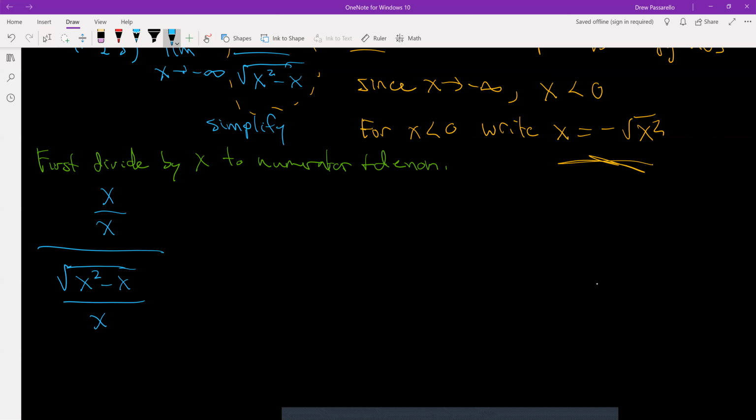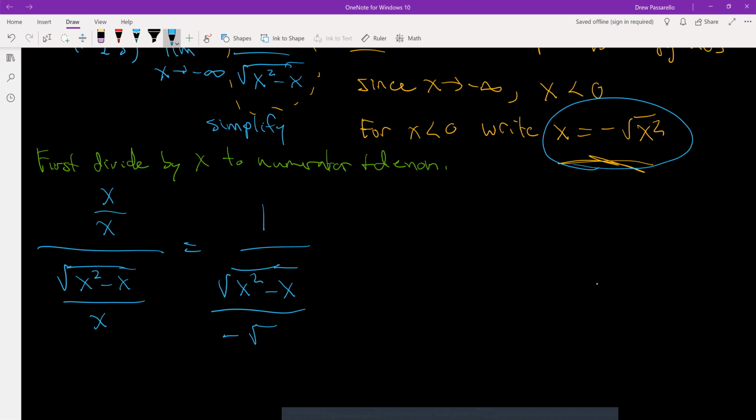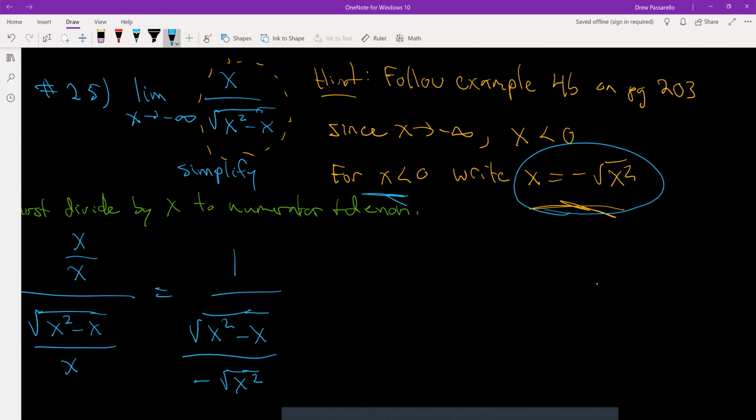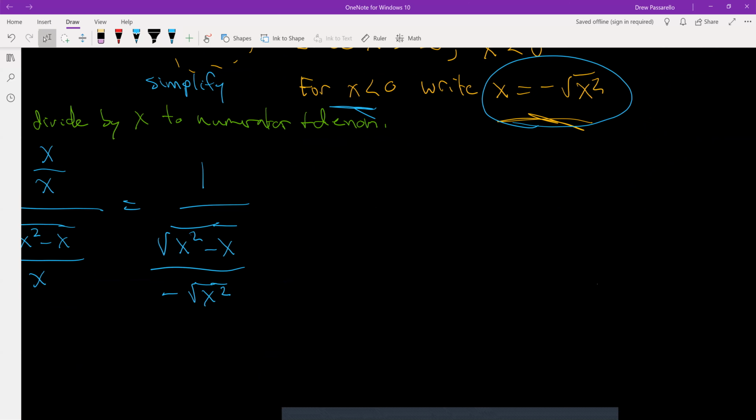Well, I know x divided by x is 1, so this is going to equal 1 up top. And here, I'm letting x be the negative square root of x squared. So I'm going to substitute that in for x. So for the bottom, it's going to be the square root of x squared minus x, divided by negative square root of x squared. And I'm using that because x is less than 0, since our limit is going to negative infinity. All right, so I'm going to put this minus sign up top with the 1, so I have negative 1. And then I have a square root divided by a square root.